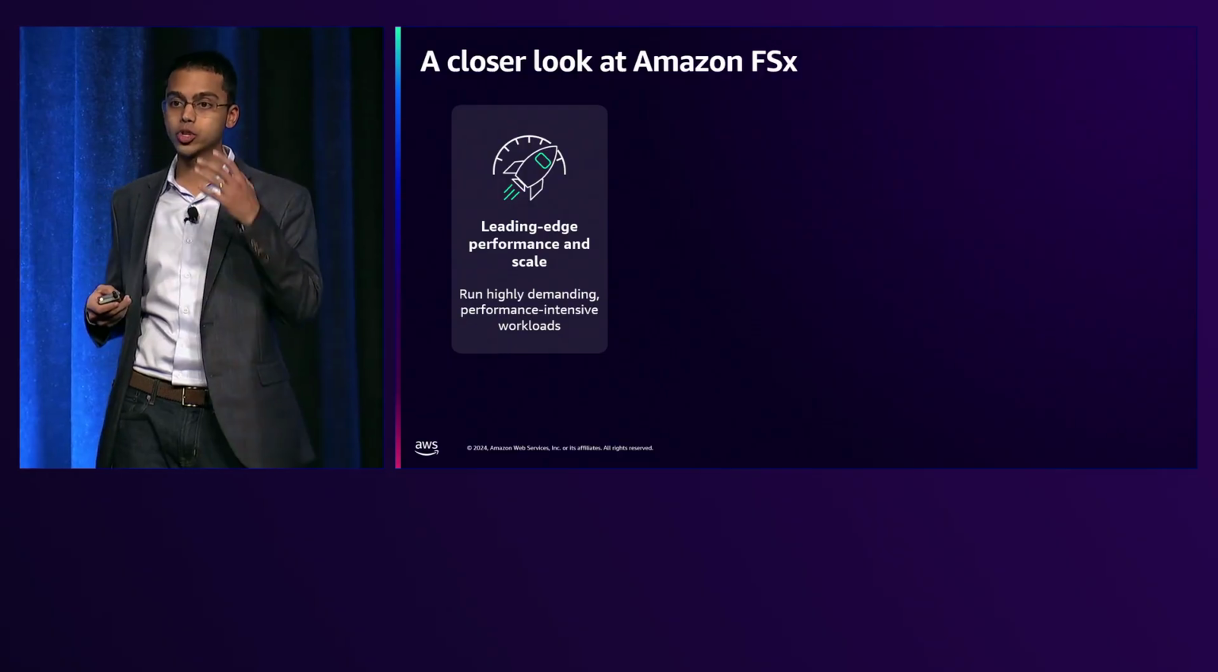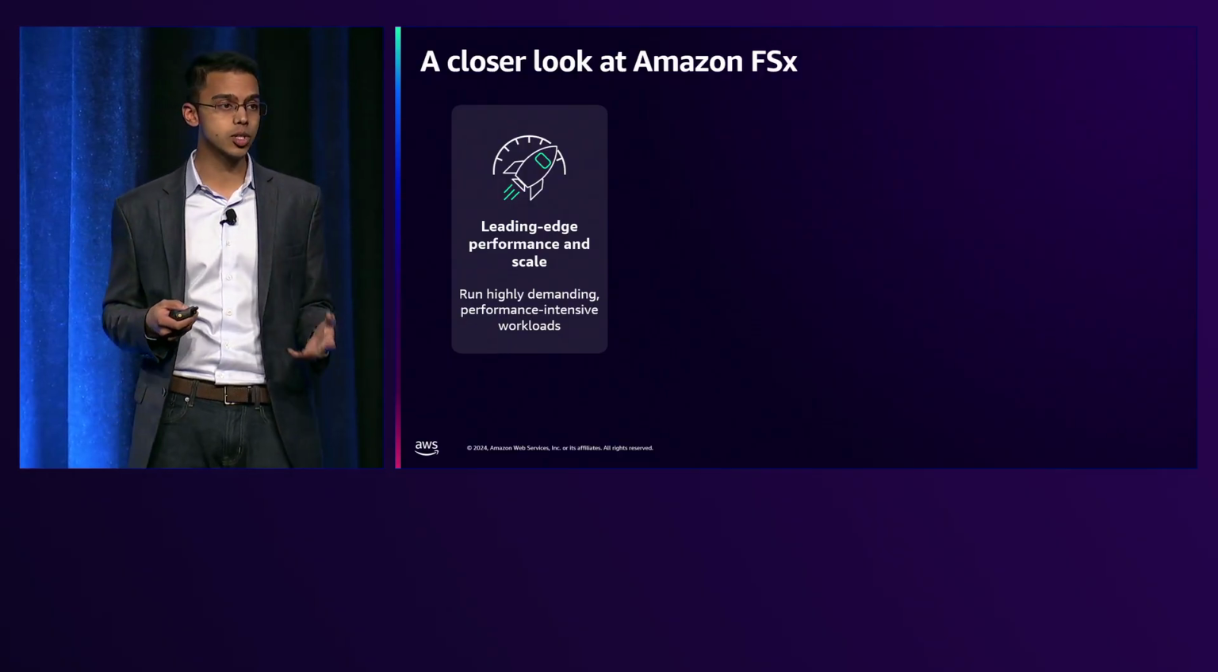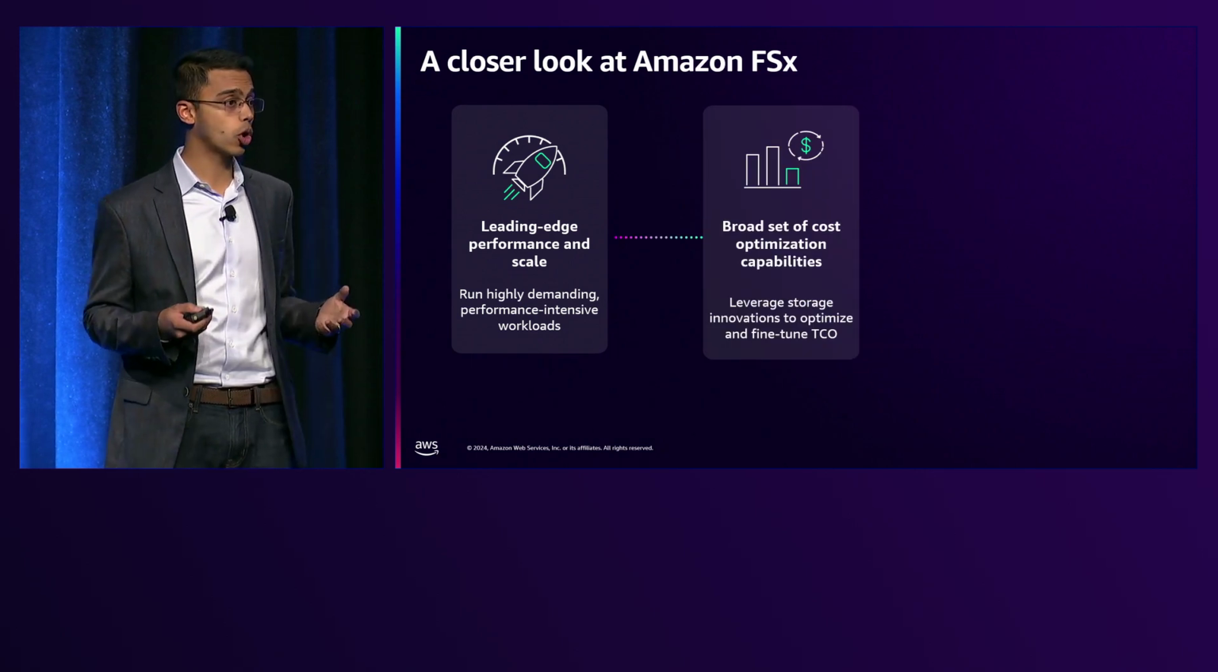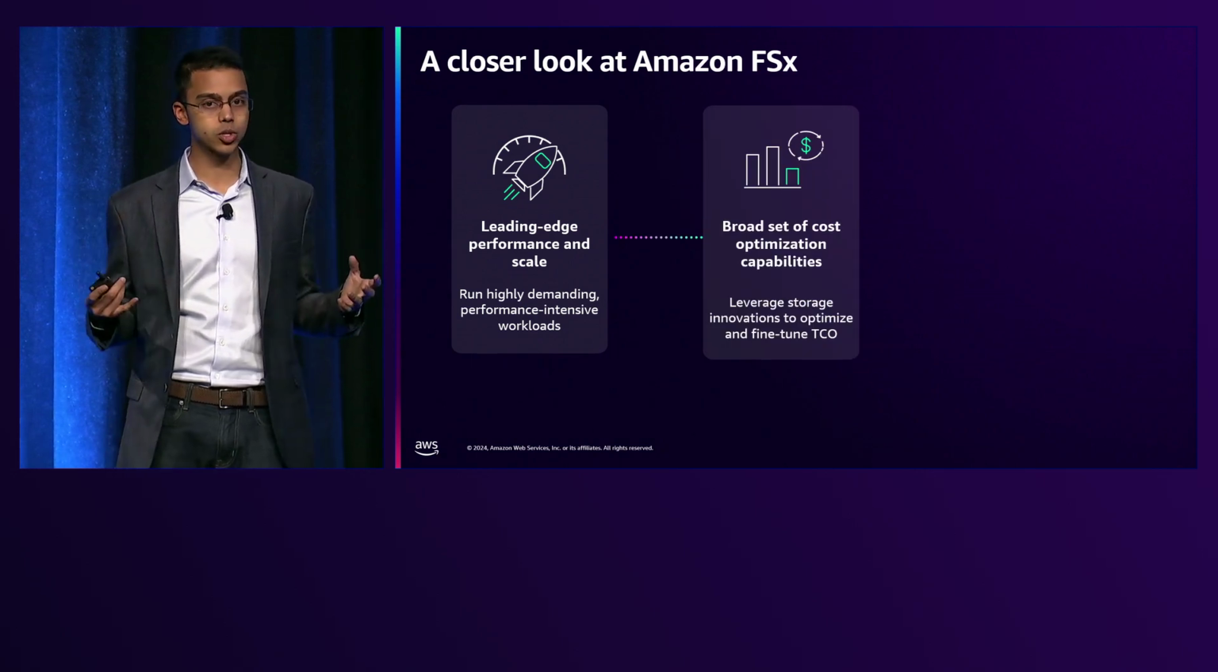The first one is in leading edge performance and performance scalability. And this is about helping support customers run performance intensive, highly demanding applications while still getting excellent performance. The second is around cost optimization and helping customers manage costs and leveraging some of the FSx innovations to help them control costs. And the third is all around what we call providing agility in storage.